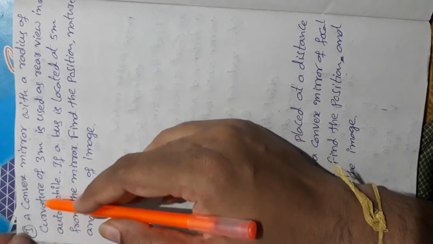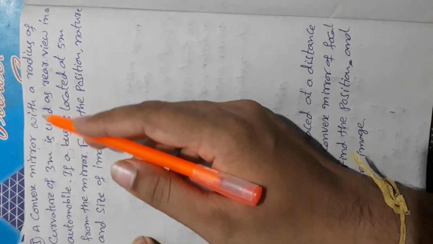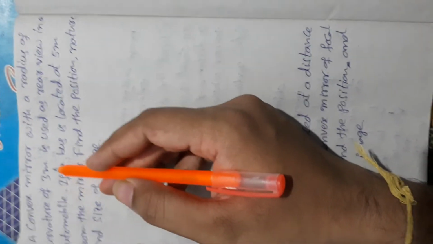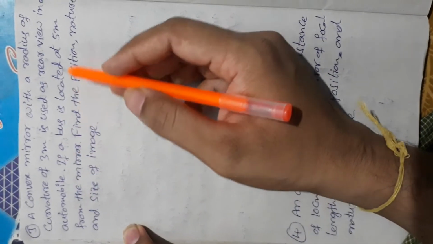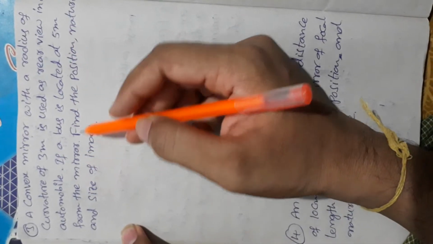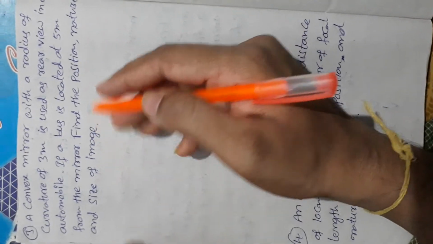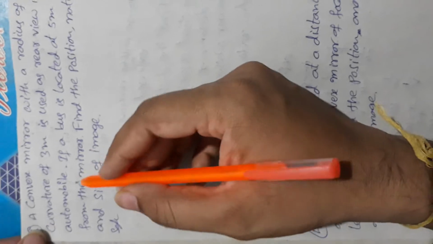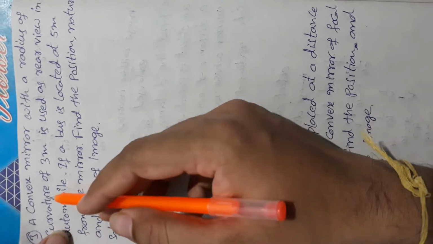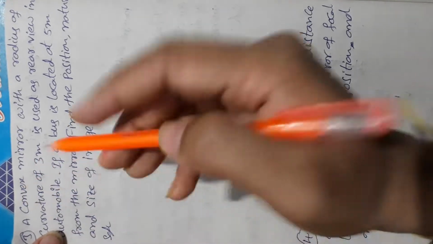Next one, third problem. A convex mirror with a radius of curvature of 3 meters is used as a rear view mirror in an automobile. If a bus is located at 5 meters from the mirror, find the position, nature and size of the image. Here, in previous problems we considered a concave mirror, but in this problem we have a convex mirror.